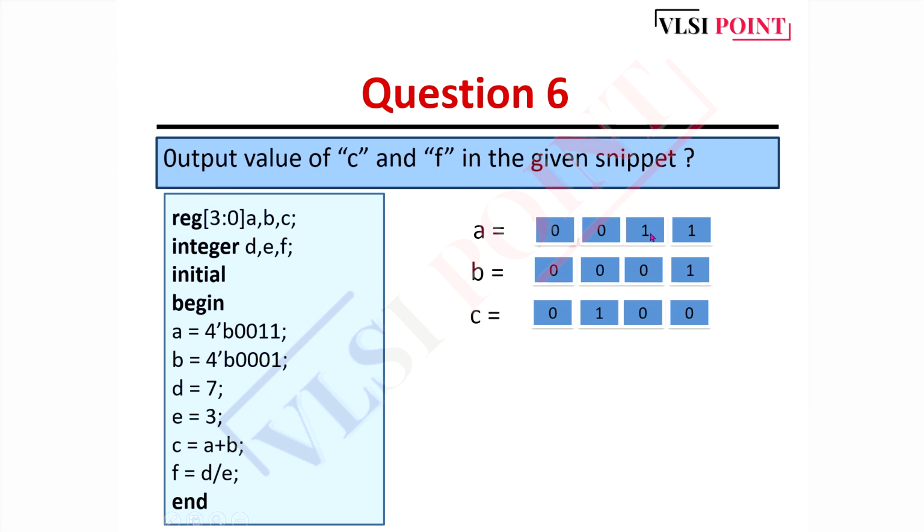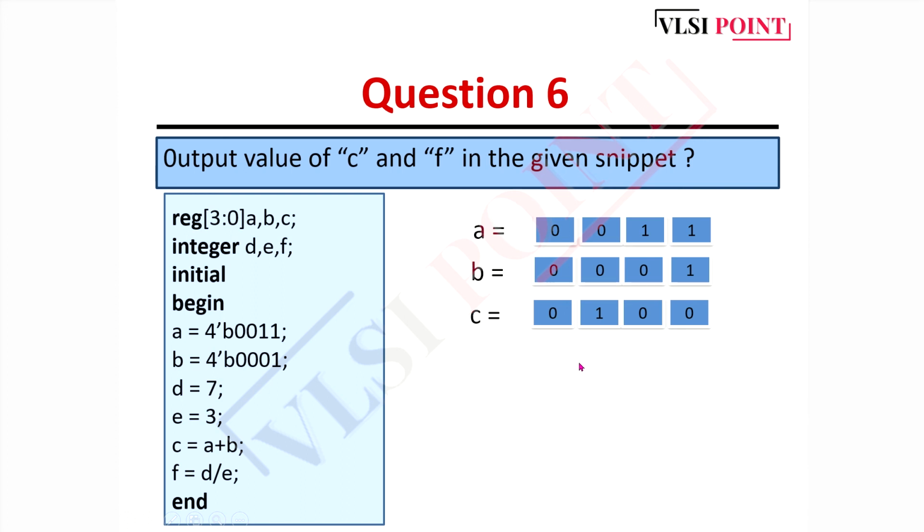So the carry bit 1 and this 1, so the sum will be again 0 and the carry will be 1. So the carry 1 and 0, 0, so finally the sum will be 1 only, and here this is 0. So the final value of C is 4'b0100. This is the final value of C.